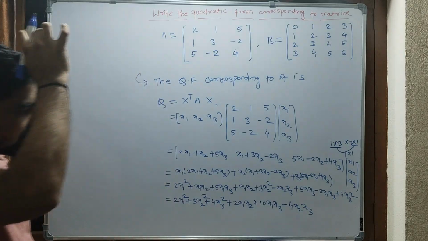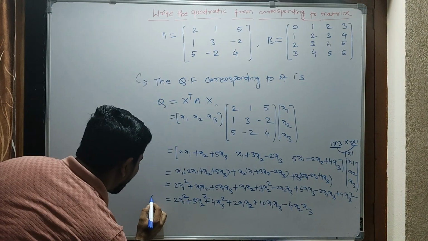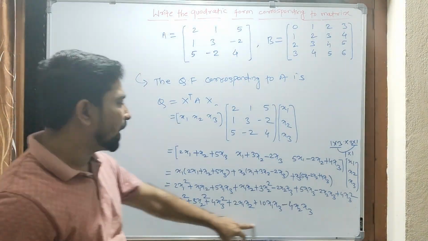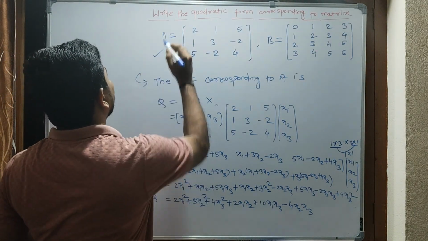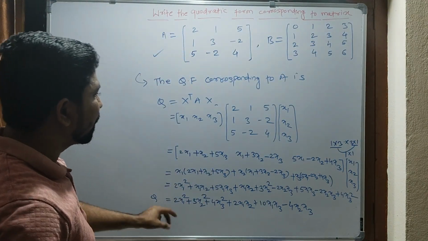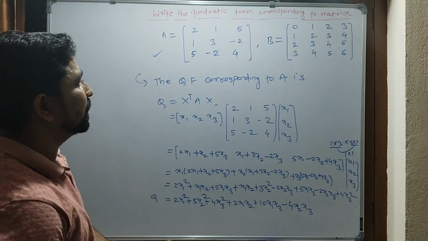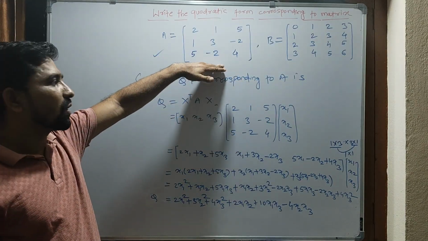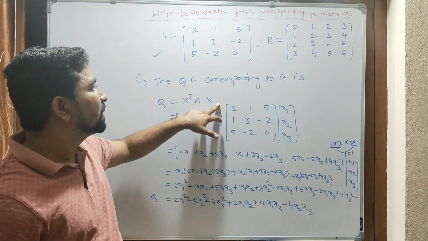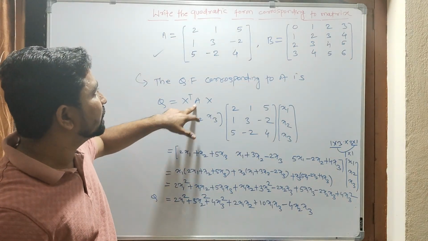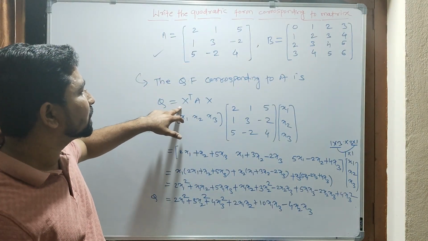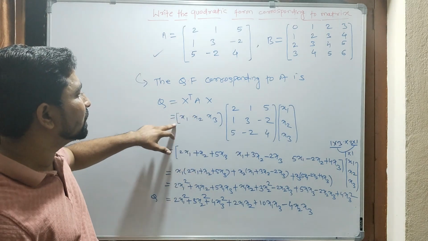Now all the terms are covered, so Q equals this expression, which is the quadratic form corresponding to this matrix A. A is a matrix of order 3 cross 3, that's why we take x as a column vector of order 3 cross 1, and take the transpose of this column vector, that is a row vector.